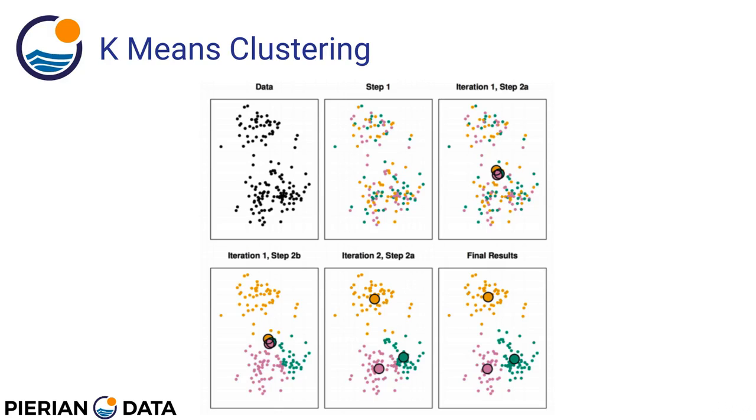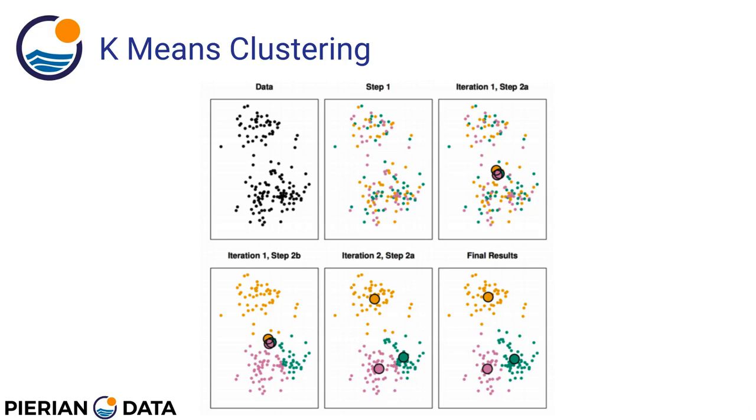Then we have step 1. In this case, we've chosen k to be equal to 3. So we randomly assign each point to one of the groupings of k. Then, on our first iteration, which we'll call step 2a, we randomly place the centroids on top of our data. Then, on iteration 1, step 2b, that's on that bottom row, we assign the individual data points to the actual grouping for the centroid they're closest to.